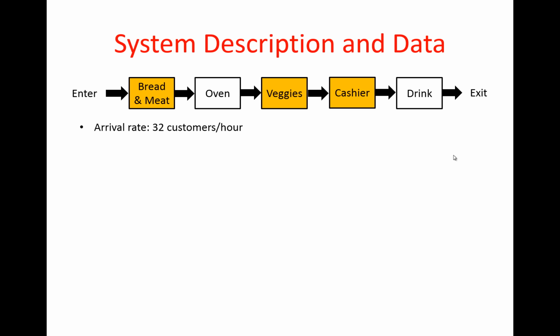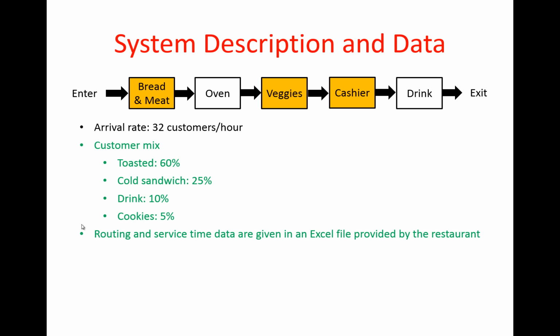Similar to what we had before, we are going to assume an arrival rate of 32 customers per hour. But this time, we're going to have 4 different customer types. As you can recall, previously we only had 2 customer types, hot and cold customers. This time we have 60% of the customers that get their sandwiches toasted, 25% get cold sandwiches, 10% only get a drink, and 5% only get cookies.